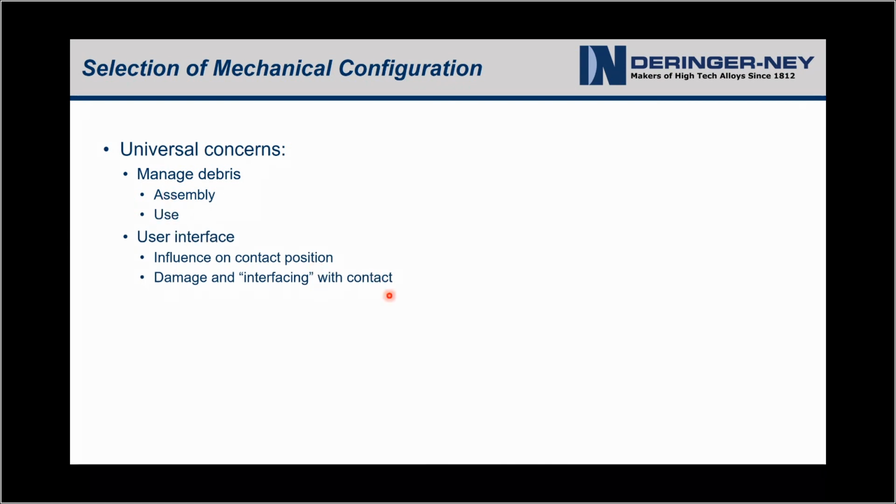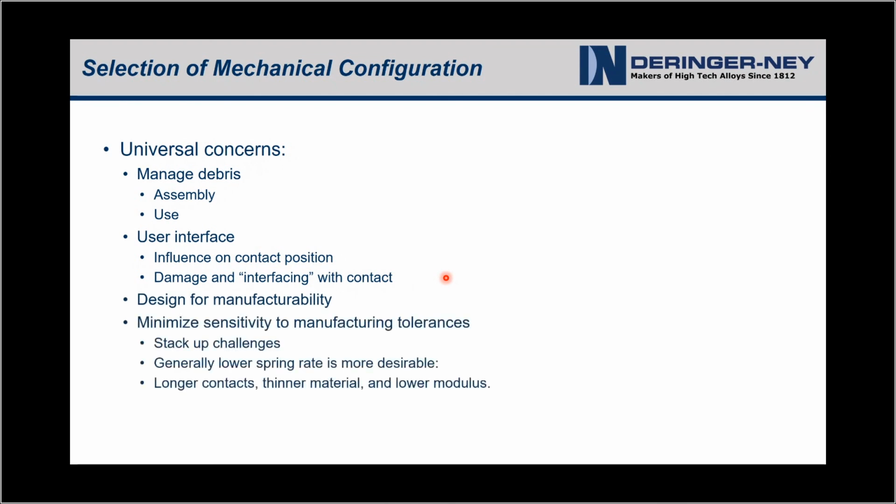How's the user interfacing with the component, right? And frequently, can the user actually come into contact with the electrical contacts and then potentially damage them? Then obviously design for manufacturability, and what we see has a large effect on the contact performance is understanding stack-up tolerance.